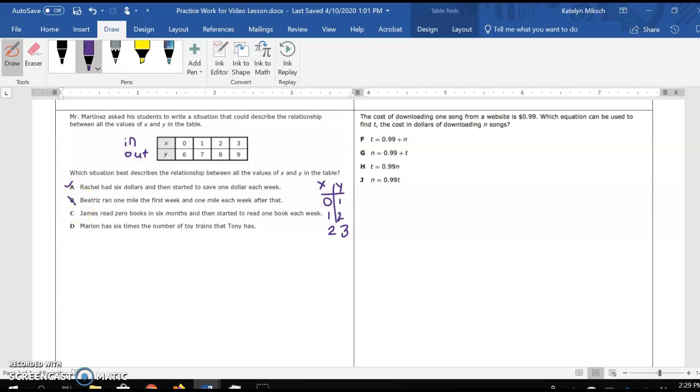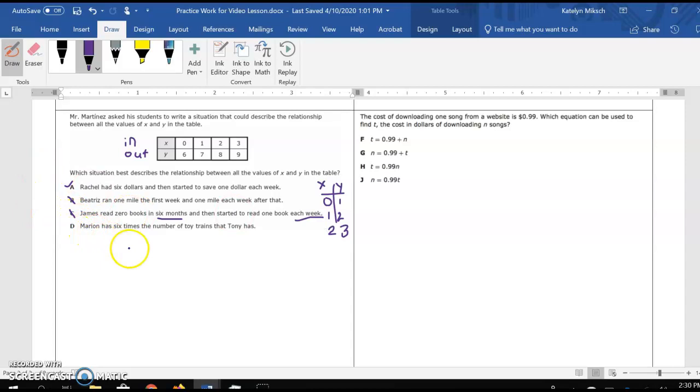C, James read 0 books in 6 months and then started to read 1 book each week. This is a red flag here. We're going from months to weeks. When we're looking at data that might be in a table or a graph, we are not going to switch the way that we're measuring it. We're not going to go from months to weeks all of a sudden. You have to keep it consistent because remember, we label a graph, we label the axis. We can't label it months and weeks all on one axis of our graph, so that just wouldn't make sense.